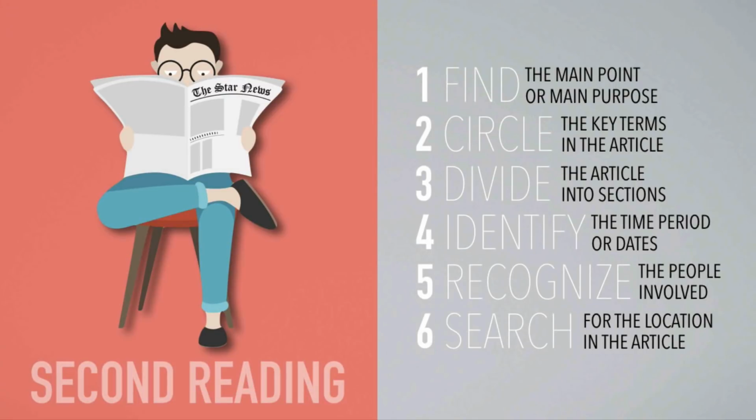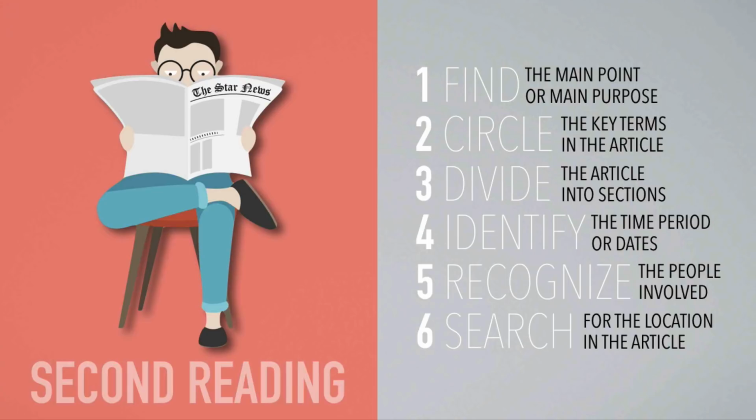The second reading. Now, you're going to read the article a second time. This time, there are 6 things very quickly to remember. First, you must find the main point or main purpose. Remember, in the first reading, you found the 3 key points, but this one is finding the main point. What's the focus of the article?